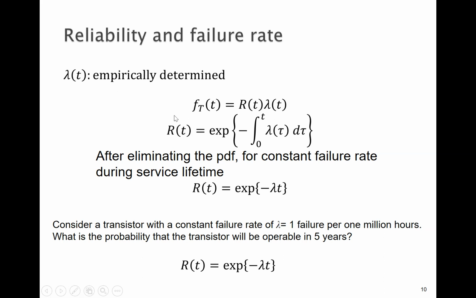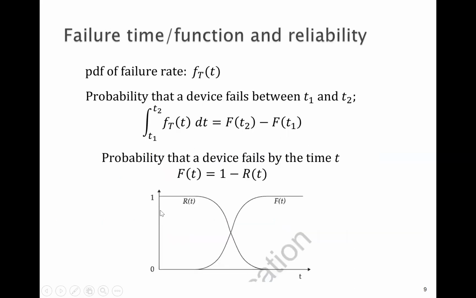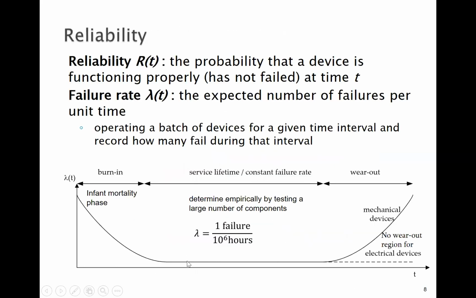So R of T can be written in terms of failure rate as an exponential function. After eliminating PDF from this equation, for a constant failure rate during lifetime, reliability can be expressed in terms of an exponential function. It's dependent on the failure rate and time, lambda times T, and lambda here is constant. So simply, if you go back to the previous slide, we are working somewhere here. Okay, service lifetime.